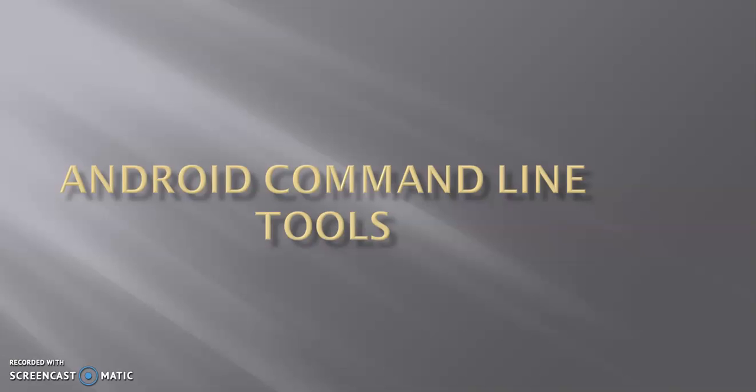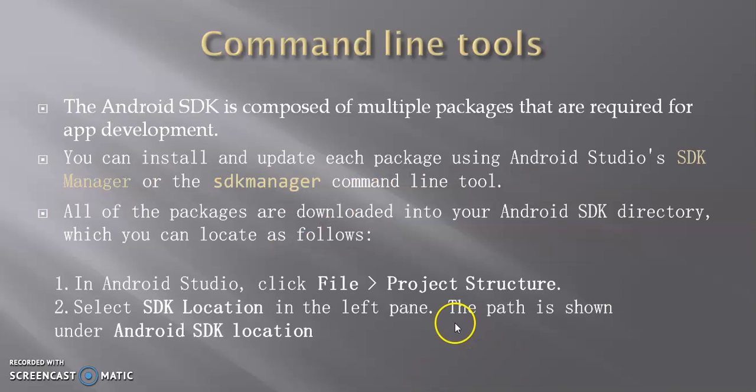Next we'll see Android command line tools. So we know that the Android SDK is composed of multiple packages which are required for the application development. Here we'll see some of the SDK command line tools. You can install and update each package using Android Studio's SDK Manager or the SDK Manager command line tool. And these packages are downloaded into your SDK directory. You can locate it as follows.